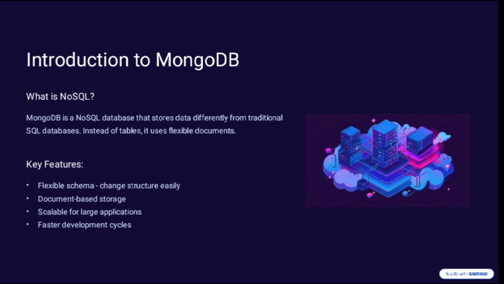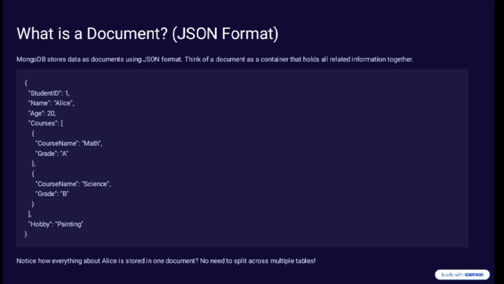So we will check one example, MongoDB. In MongoDB the data is stored in a document format, which is JSON format. JSON format is nothing but a dictionary in programming. It stores the data in the form of key and value pairs. So here student ID is the key and the value is 1. Then name and its value, age and its value, courses he has enrolled in, hobby, and so on.